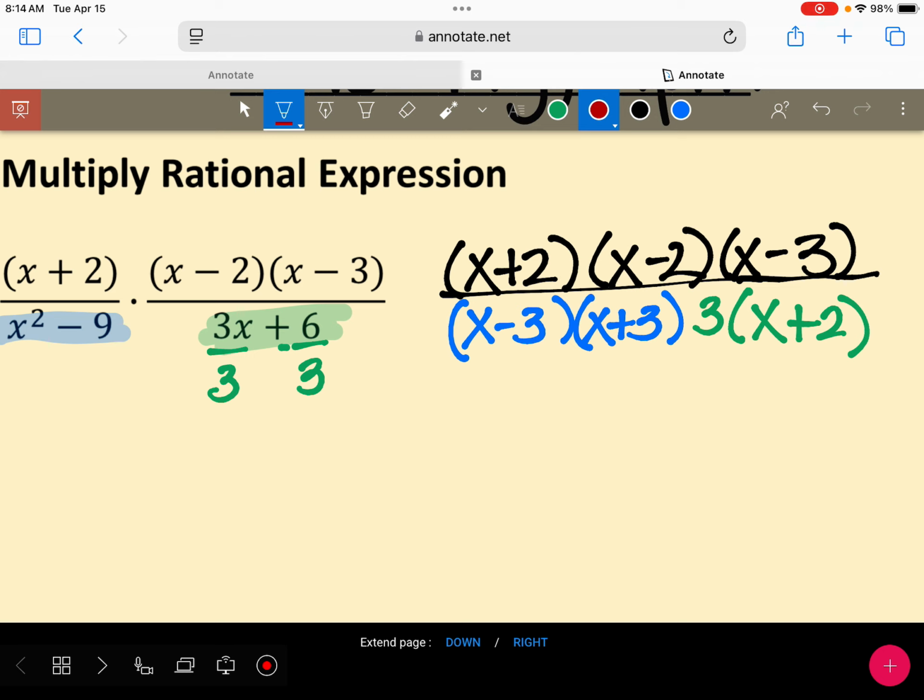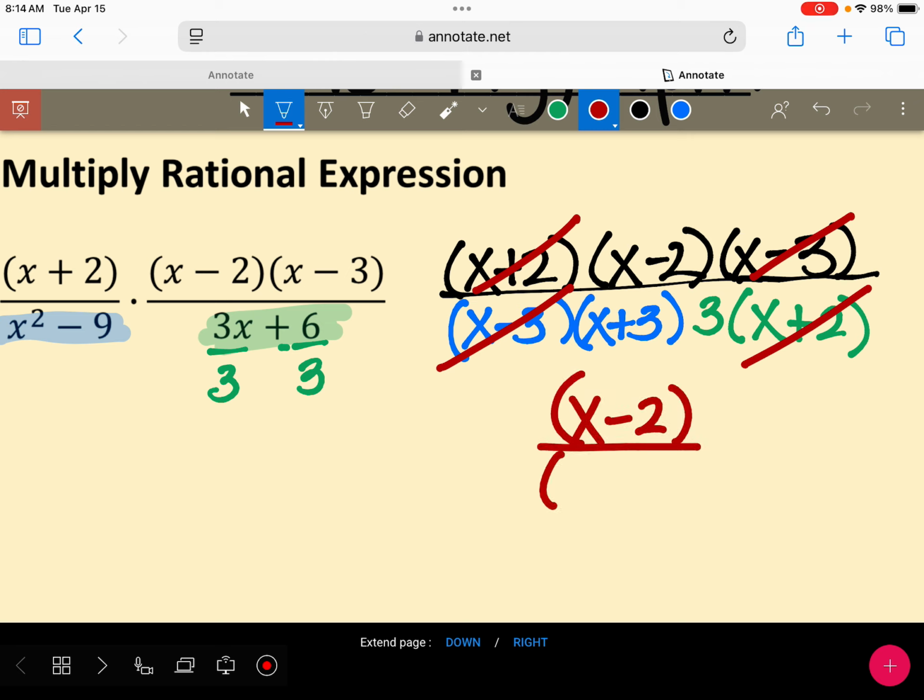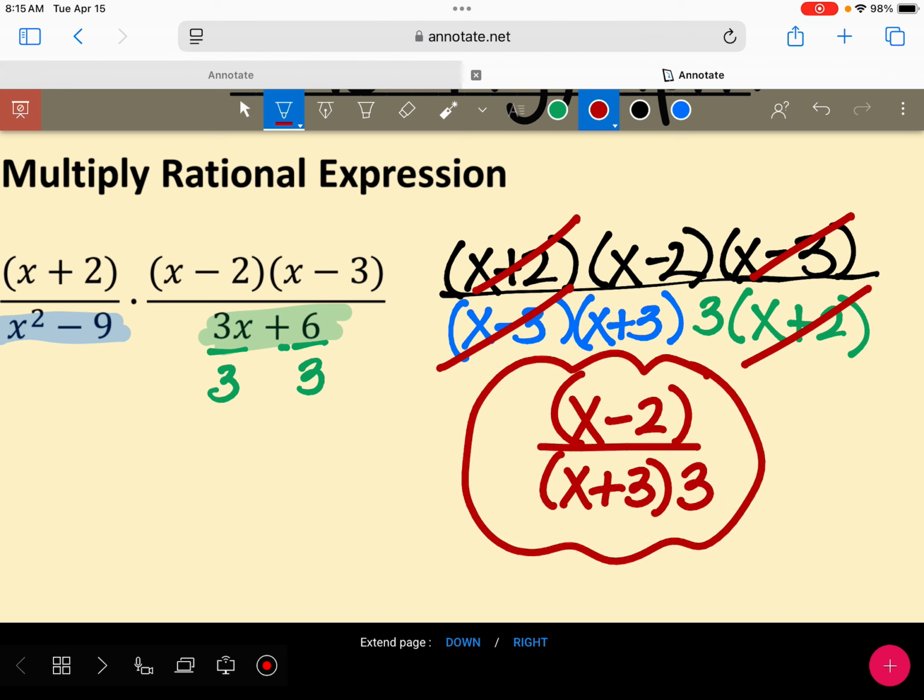X plus 3. X plus 2. All right, let's take that away. X minus 3. Anything else? Nope. All right, so my final answer would be x minus 2 in the top. And in the bottom, I have the x plus 3 and the 3. And of course, you can move that 3 to the front also. And that will be your final answer.